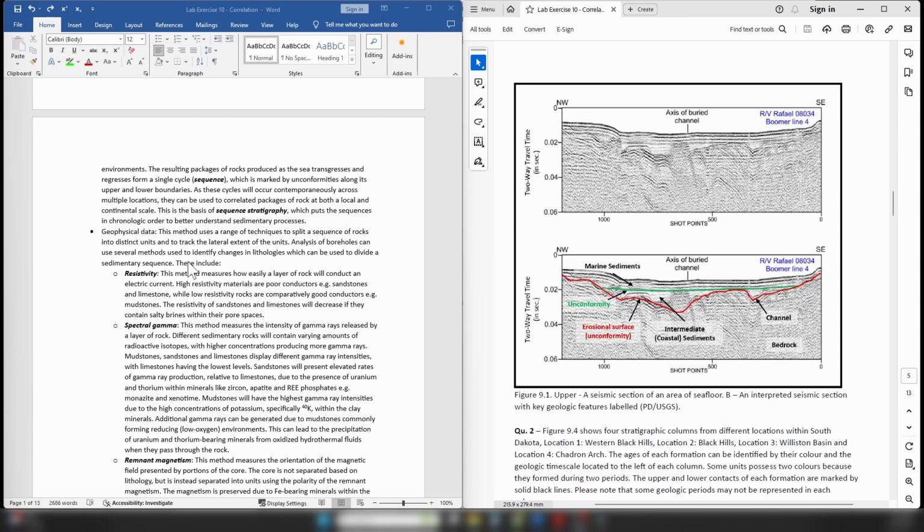So it'll be able to tell you, right, this is a sandstone, mudstone, sandstone, limestone. So you'll have that entire sequence mapped out for you, logged for you by these methods. And then what you can do is look for the matching sequence at the next location, and that will allow you to correlate the layers of rock from location 1 to location 2.